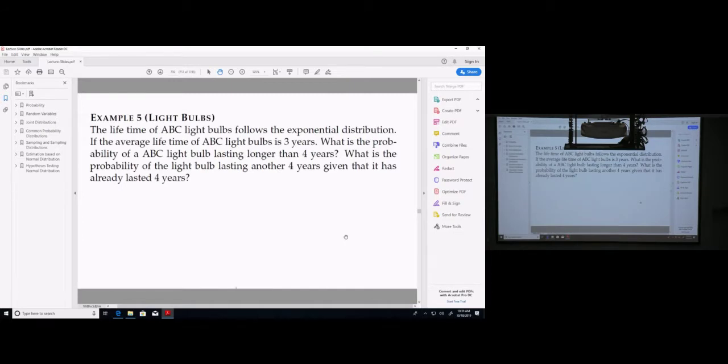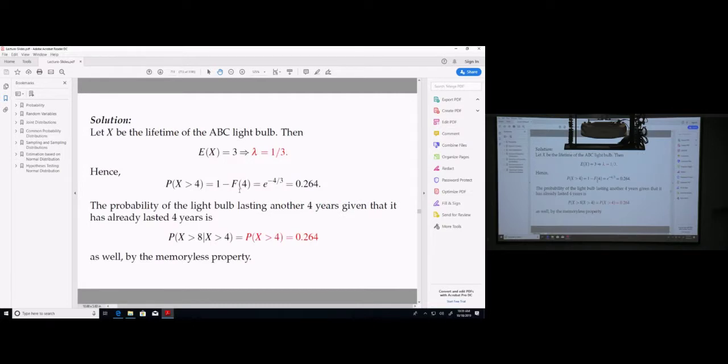So this is the light bulb thing. The lifetime of ABC light bulbs follows the exponential distribution. If the average lifetime of ABC light bulbs is 3 years, what is the probability of an ABC light bulb lasting longer than 4 years? So this is just the exponential calculations. And then what is the probability of a light bulb lasting another 4 years, given that it has already lasted 4 years? So this is basically a test on the memoryless property, all right? So the answer would be the same, all right?